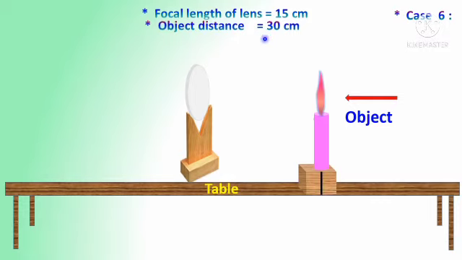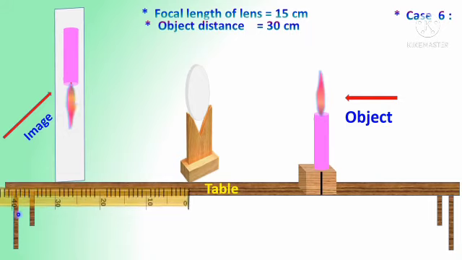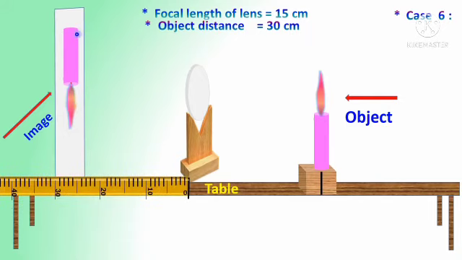Now we want the screen. Let's move the paper screen slowly from left to right. Bring it from left to right. We can find the image. The distance between the lens and the image is the image distance. What is that image distance?